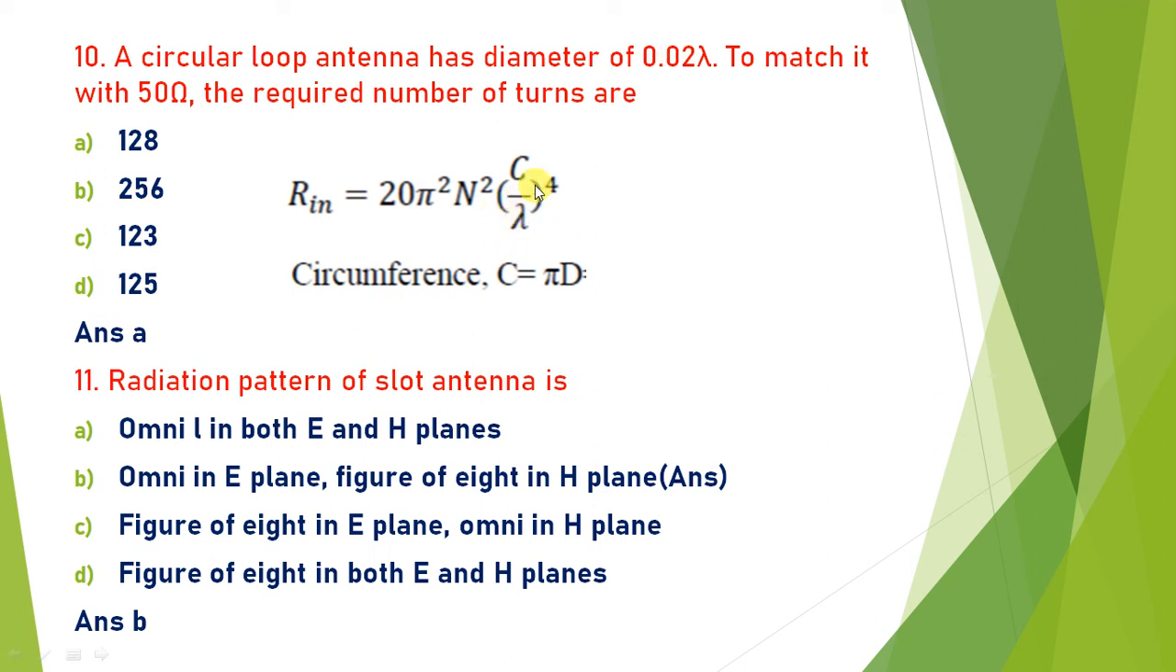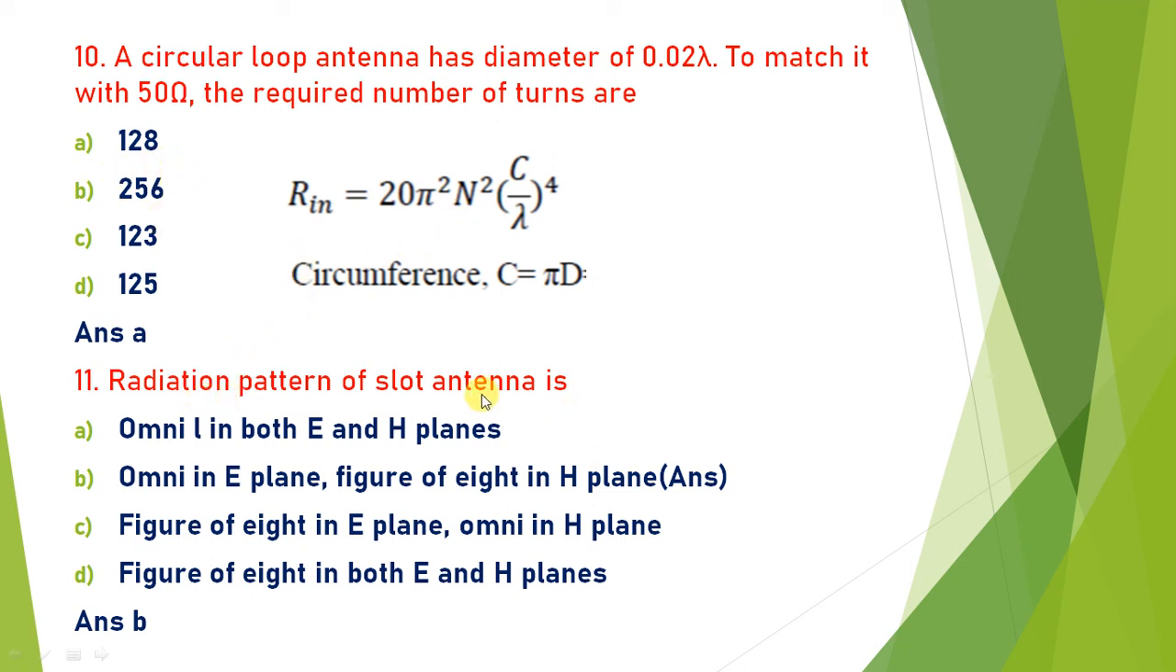If you put C equal to pi D, then the numerator has lambda and the denominator is also lambda, so lambda gets cancelled out. So you do not need to be given the frequency, and you do not need to calculate lambda separately. If you calculate this, you will find that n is equal to 128 turns. So the answer is A.